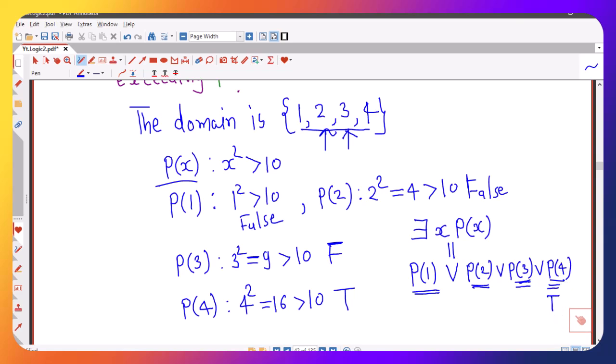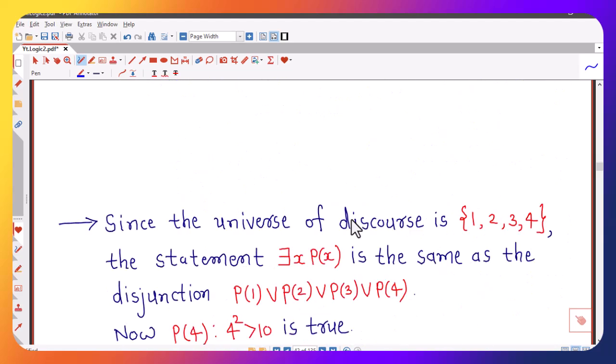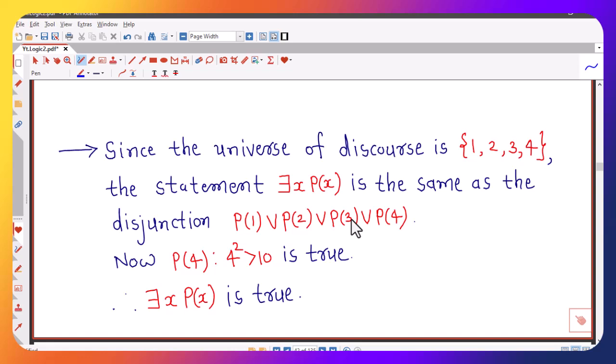Here p of 4 is true, therefore this is also true. So that we can write systematically. Here the universe of discourse is 1, 2, 3, 4, and the statement there exists x, p(x), is the same as the disjunction p of 1, p of 2, p of 3, p of 4.